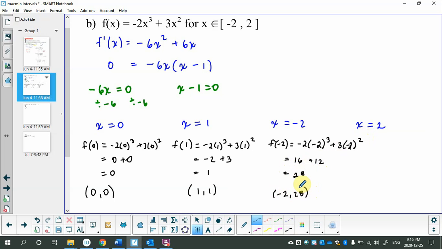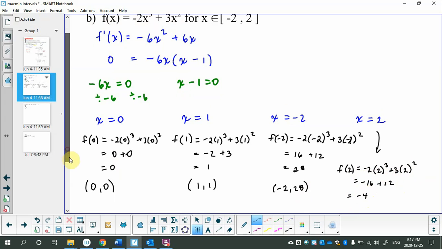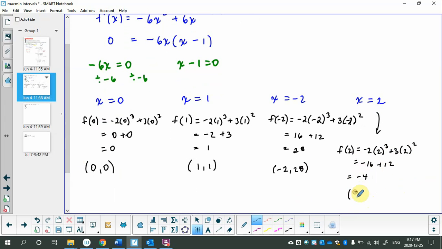And then this one, let's see if I can fit this in down here. F at 2, negative 2, bracket 2 cubed plus 3 times 2 squared. So remember, I'm always putting it back into this to find my y value. So 2 cubed is 8 times negative 2 is negative 16. 2 squared is 4 times 3 is 12. And I end up with negative 4. So in this case, I end up having an input of 2 and an output of negative 4.